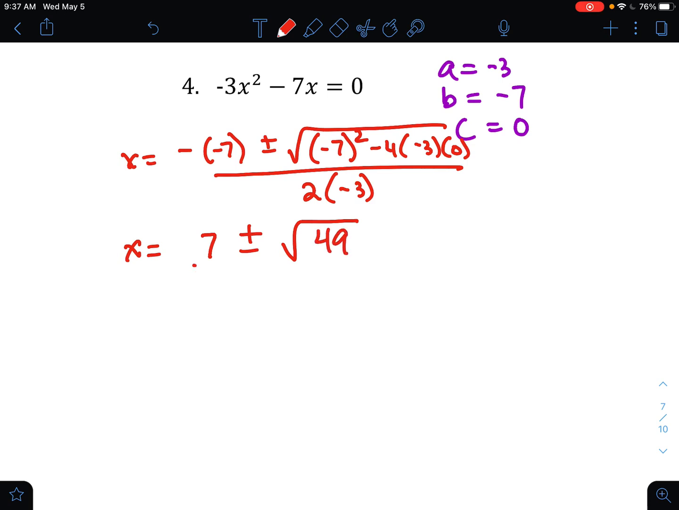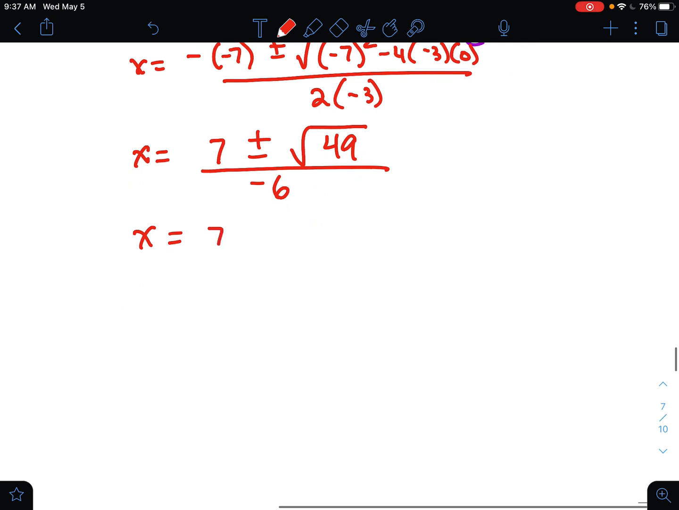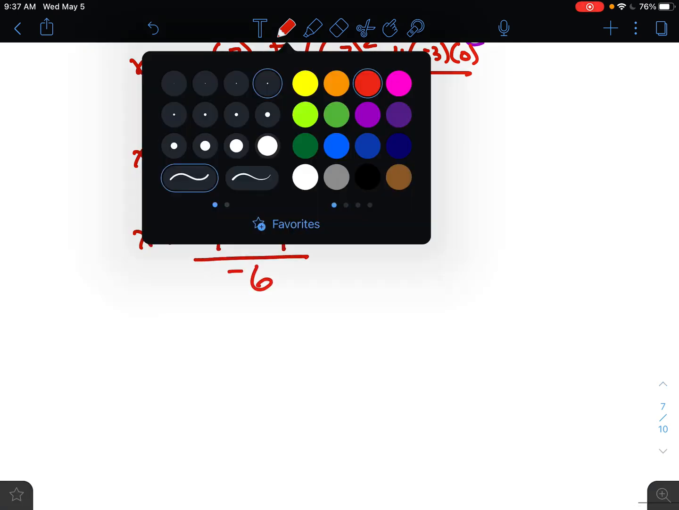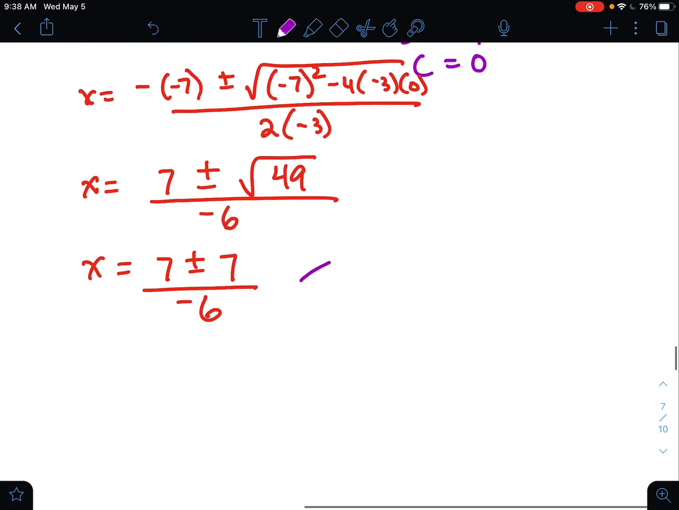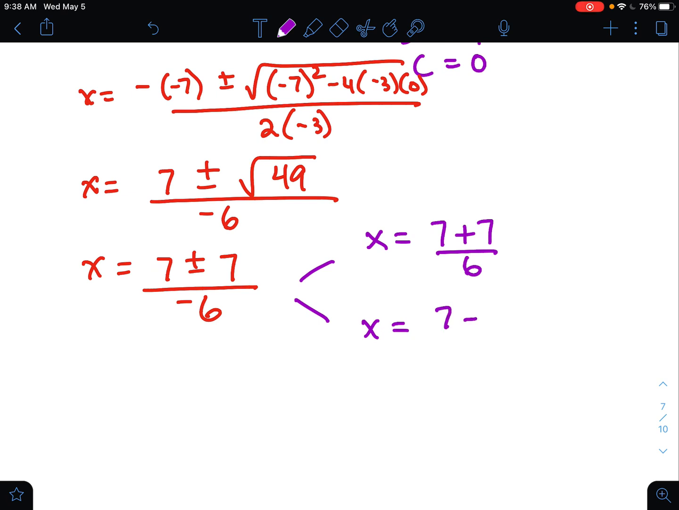All right, this is just 49. Now, the square root of 49 is exactly 7, so I'm going to do one more step here. I'm going to say 7 plus or minus 7 over negative 6. Okay, and then I can do these 2 equations. 7 plus 7 over 6, or 7 minus 7 over 6. So this one here turns out to be 14 over 6.